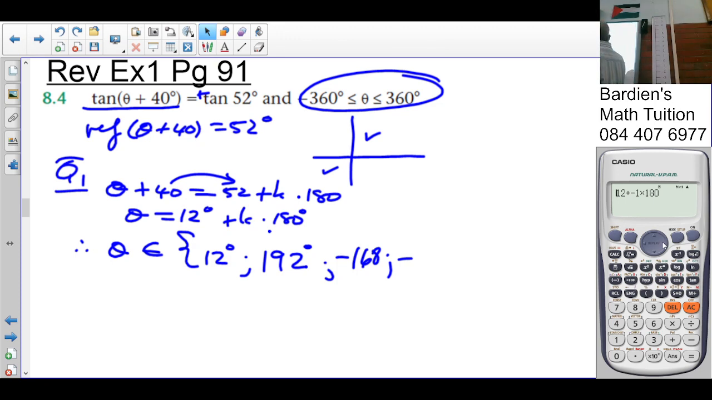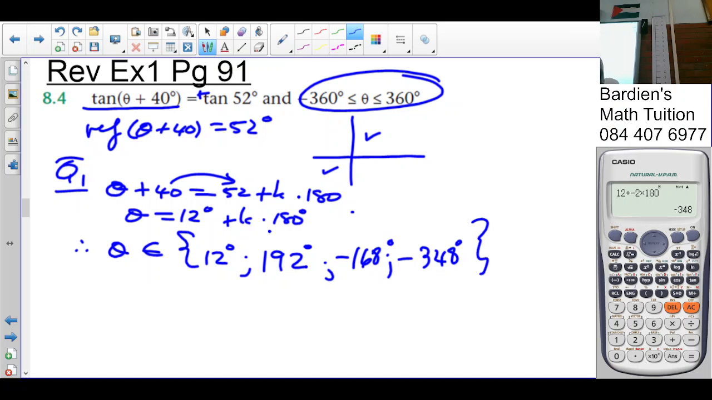Put negative 2 in. Negative 348, which is also inside. If I'm going to put the next number in, of course, it's going to be outside. Okay. Some nuggets normally worth 5 marks.